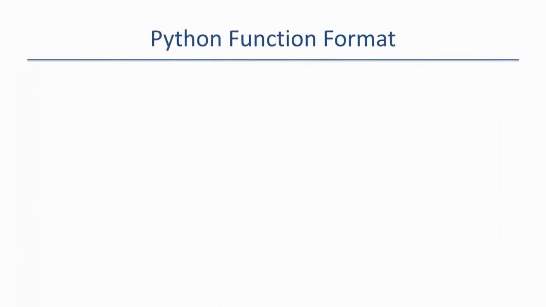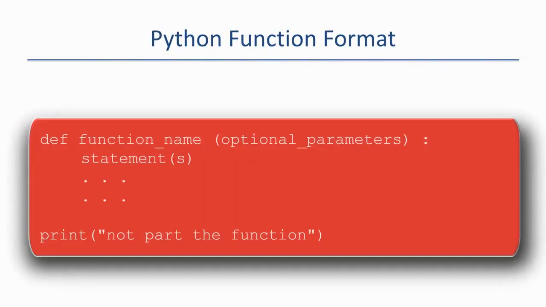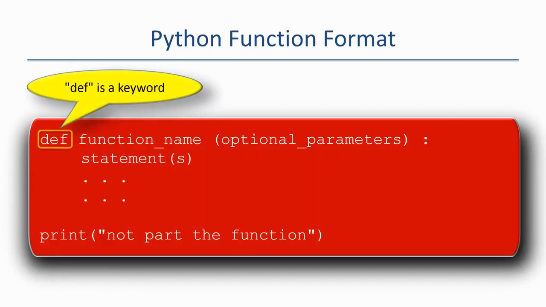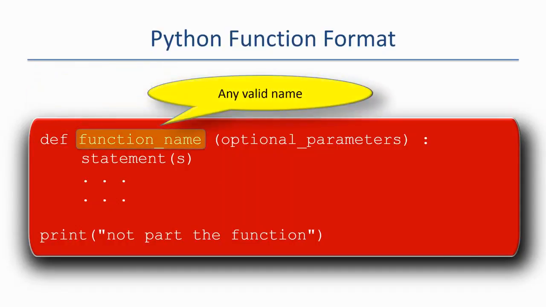To start a function definition, you start with the keyword def. This is a keyword, and every function definition has to start with this keyword. After the def is the name of the function, and you can give your function any name that you like as long as it is a valid name.